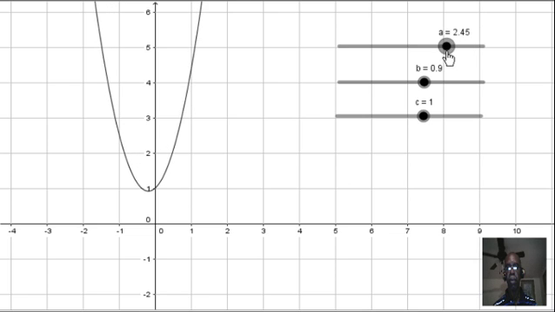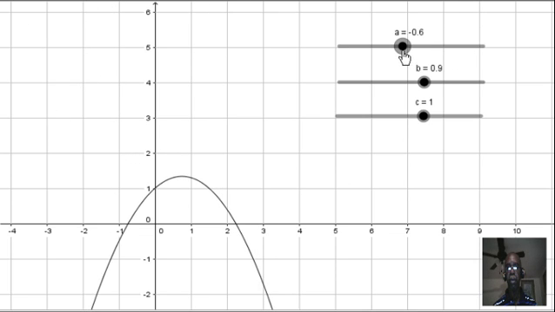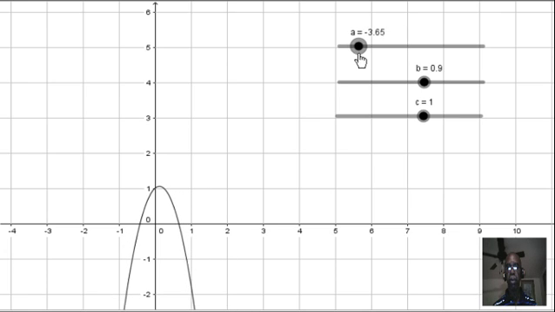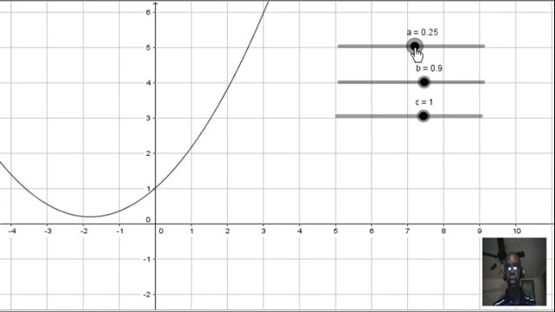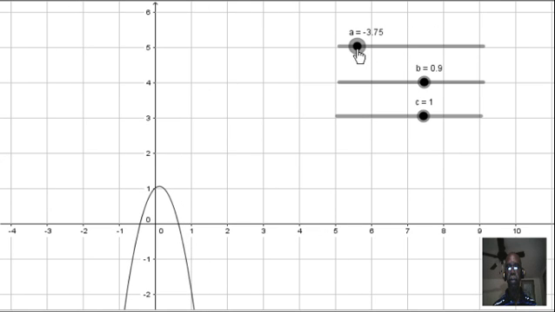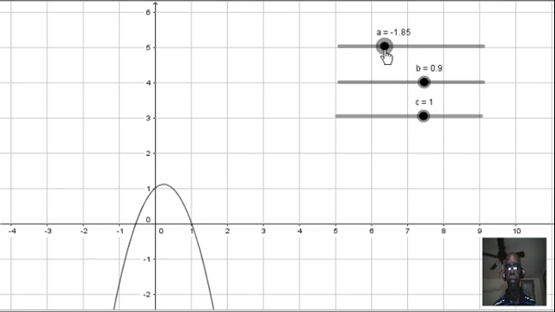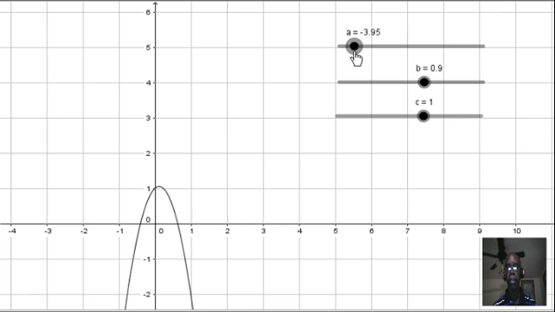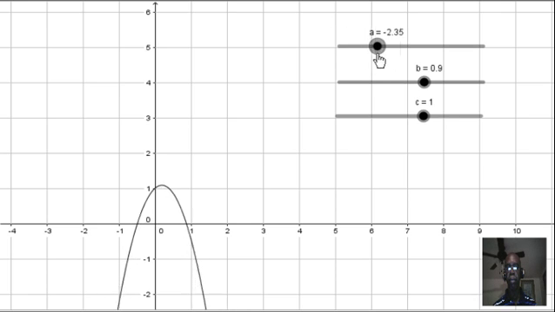2. When a is negative, the parabola opens downwards and the vertex is the maximum value. Note what's going to happen as I push the slider over to the negative. You can see that the parabola is now opening downwards. So as I keep the slider on the negative, the parabola stays open downwards.